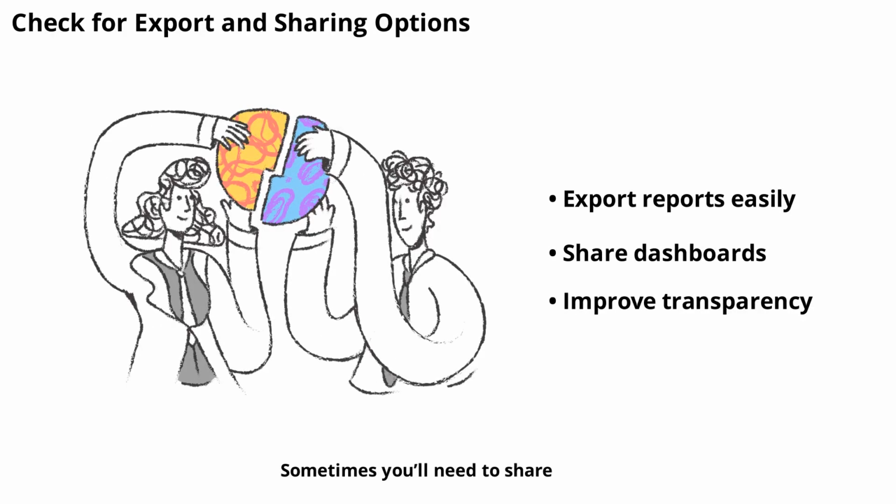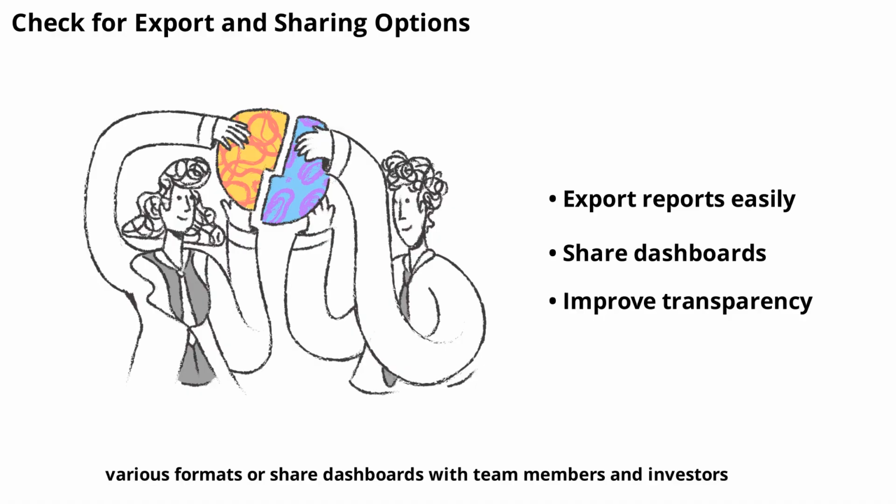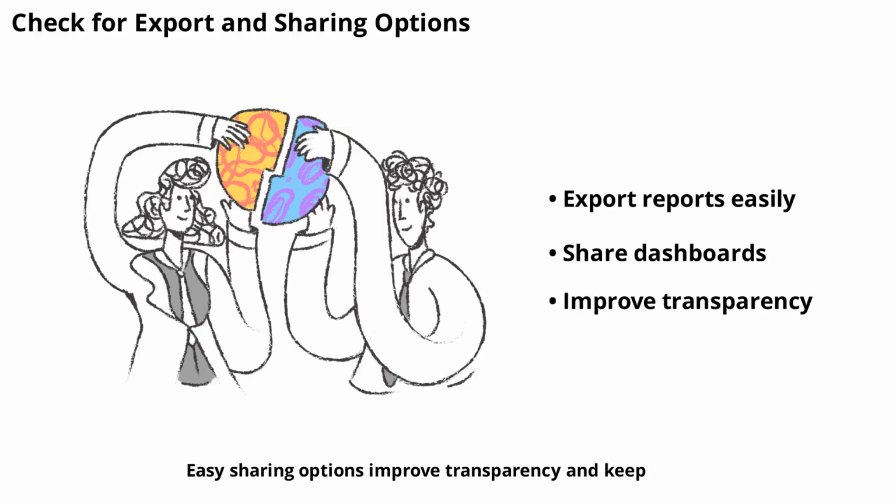Sometimes you'll need to share reports or content calendars with stakeholders. Check if the software allows you to export data in various formats or share dashboards with team members and investors. Easy sharing options improve transparency and keep everyone informed about your social media progress.